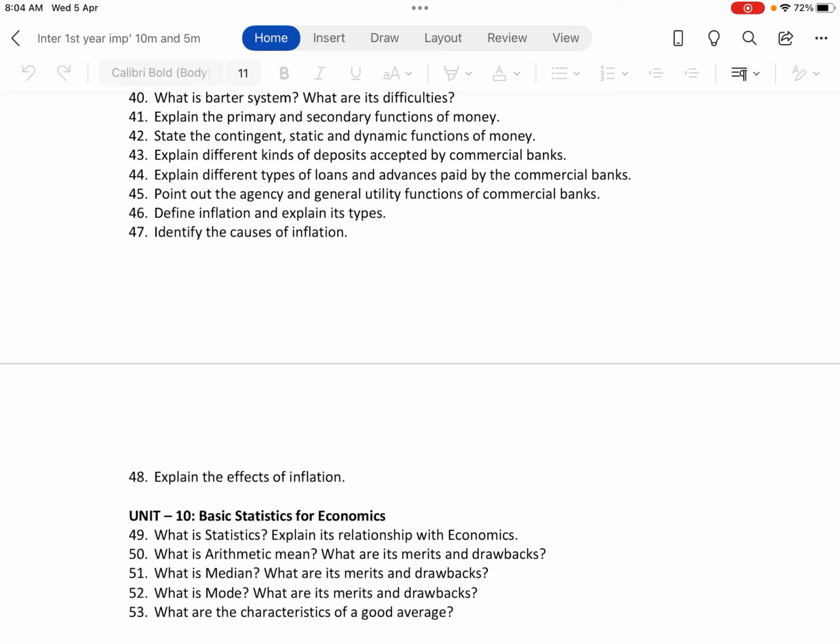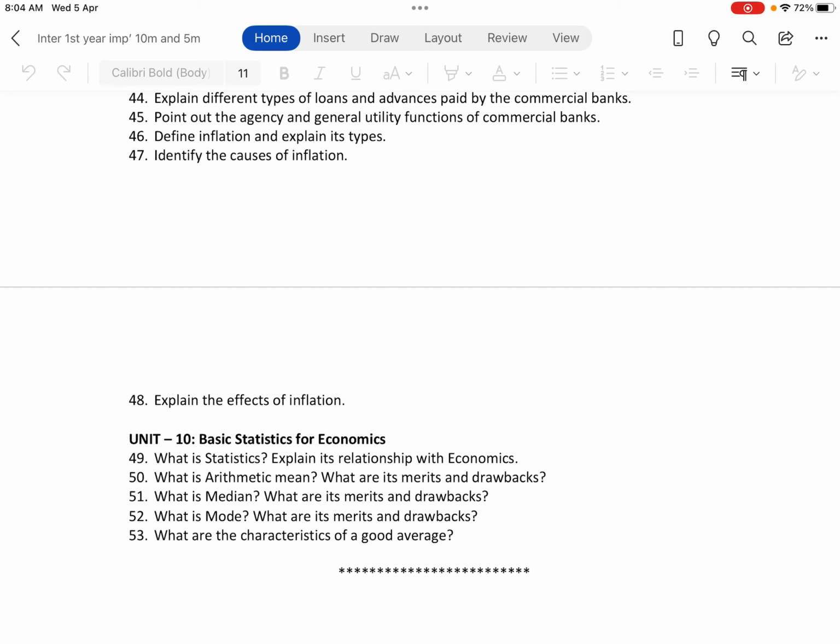Okay, and then the last chapter from unit 10, basic statistics for economics. And as far as the March 2023 board exam is concerned, 2 questions have been asked from this unit. Okay, so the important questions are, what is statistics and explain its relationship with economics. 50th question, what is arithmetic mean and what are its merits and drawbacks. 51st question, what is median, what are its merits and drawbacks.